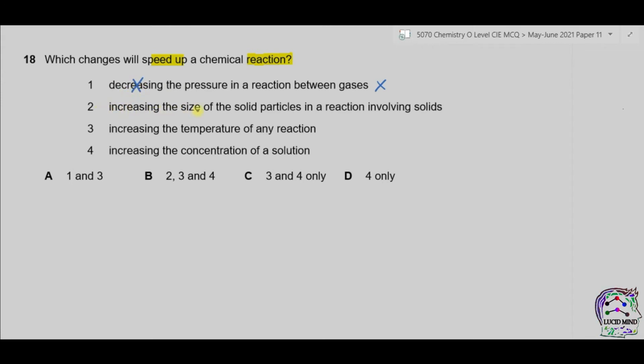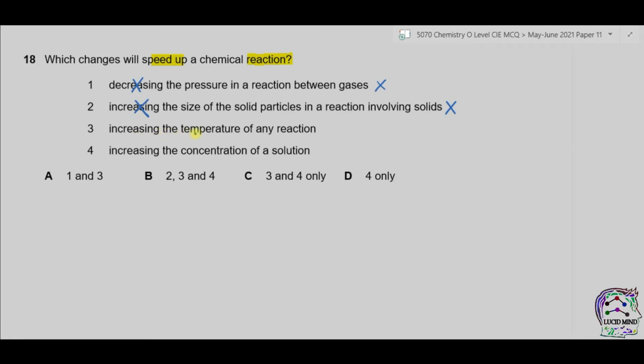Second part is increasing the size of solid particles in a reaction involving solids. Again, this is incorrect because the speed of reaction depends on the particle size. So smaller the particle size, greater will be the surface area, so therefore faster will be the rate of reaction. The size should be decreased rather than increased.